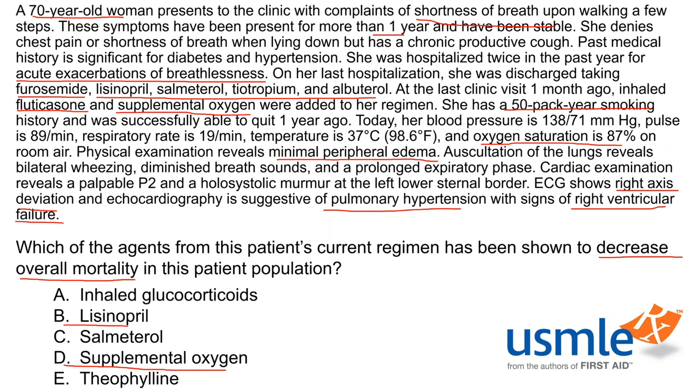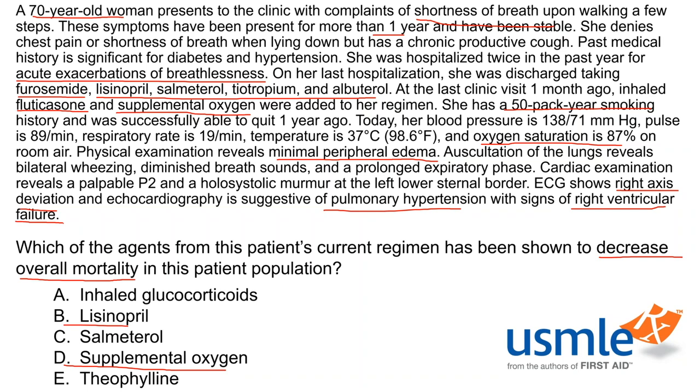She might have some cardiac disease given her past medical history of smoking, hypertension and diabetes. But what we're seeing on her echo, her EKG, and her physical exam is all due to her COPD. So if you take all that into account, everything in the stem is leading to COPD. COPD is the thing we're trying to decrease mortality in for this patient population. So that makes supplemental oxygen our right answer here.